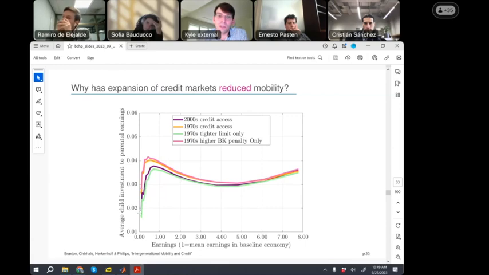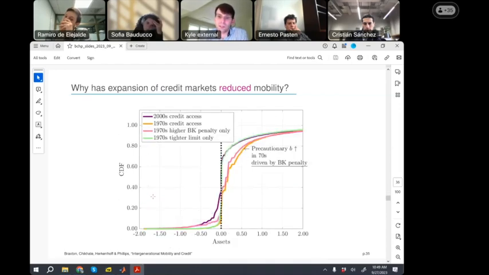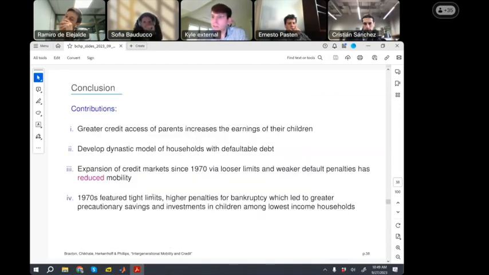Credit limits do what you think. So in the 1970s, if you tighten up the credit limits, the low end suffers the most here, but I'll leave it there. So the rest of the slides were to try to make that point. Sorry for going over time. Happy to hear any questions or thoughts you guys might have to improve the paper.